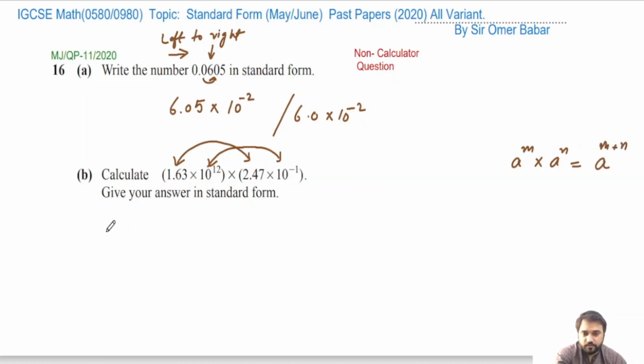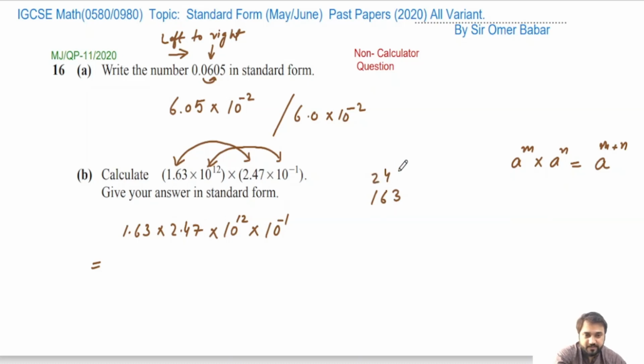So I'm going to write this statement like this: 1.63 into 2.47 multiply 10 raised to power 12 multiply 10 raised to power -1. And of course, this is a non-calculator question, so we have to solve it manually. 1.63 into 2.47 is equal to what? And how to solve this problem? Just remove the decimal for a while. The number would be 163 and the other number is 247.